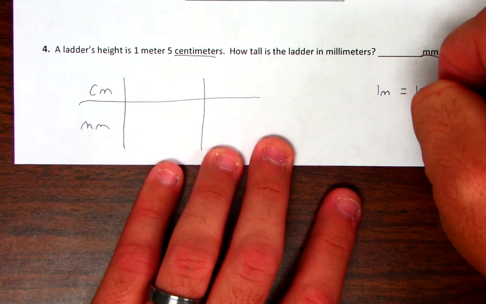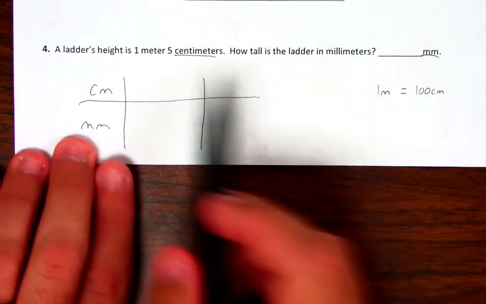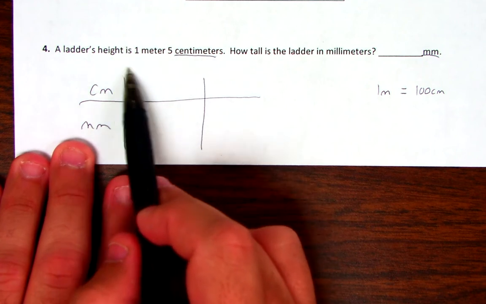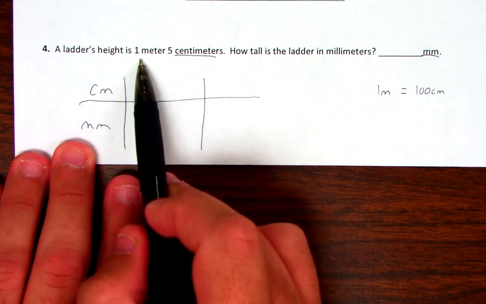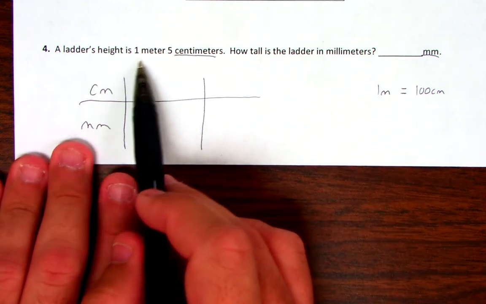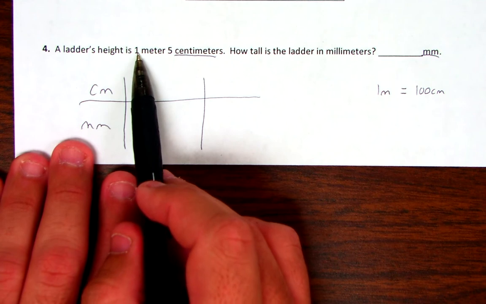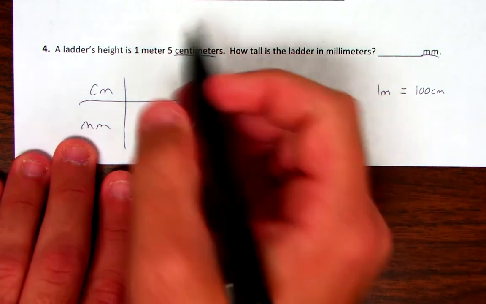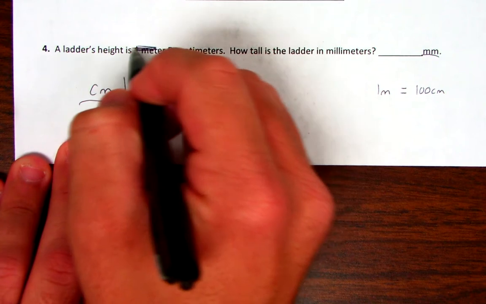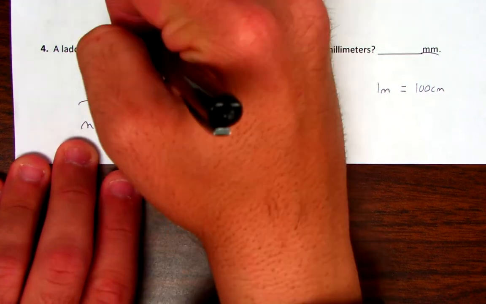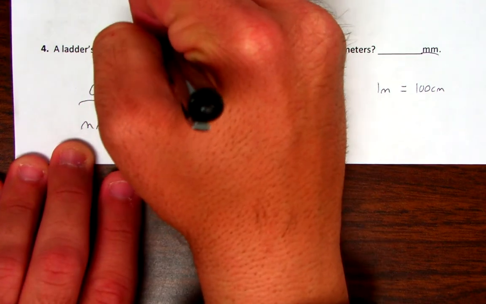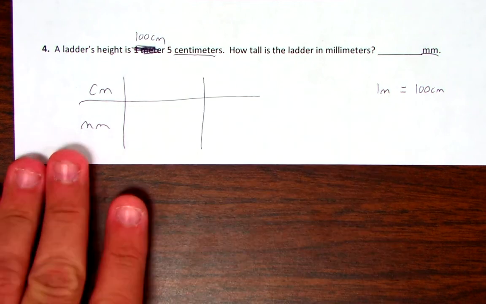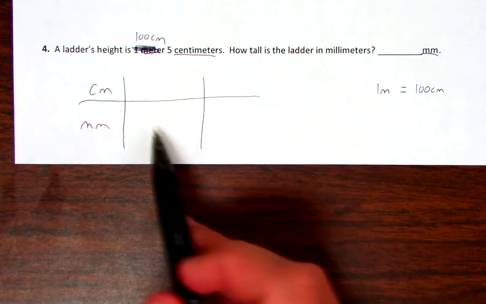Now the question is, why did I turn the meter into centimeters? Because I still have centimeters back here. So why don't we turn all of this into centimeters? So look at this conversion. We just said that 1 meter is equal to 100 centimeters. So I'm going to scratch this one out, and I'm going to put 100 centimeters, because now I have centimeters and centimeters. Now let's do this other conversion.